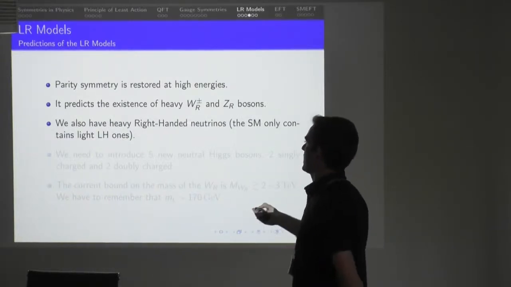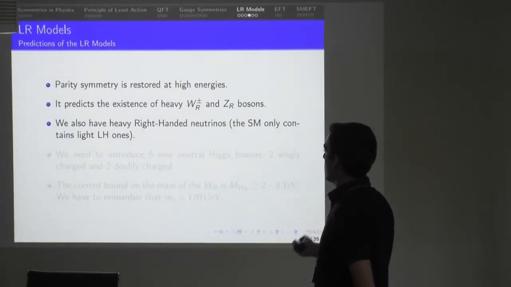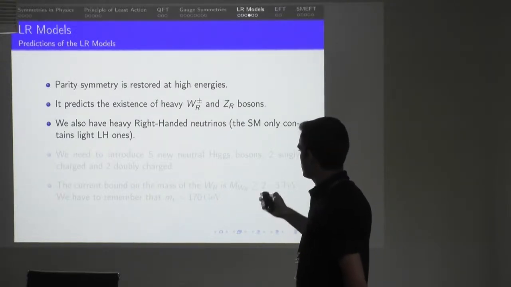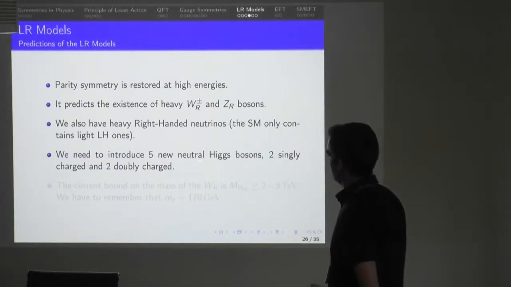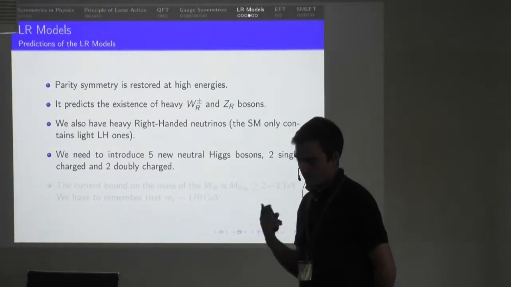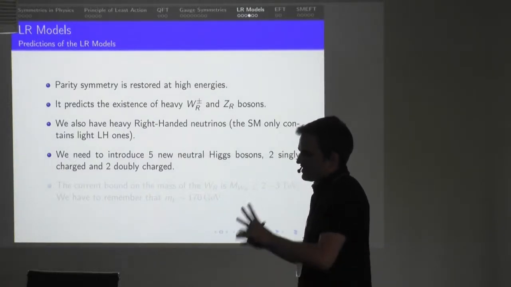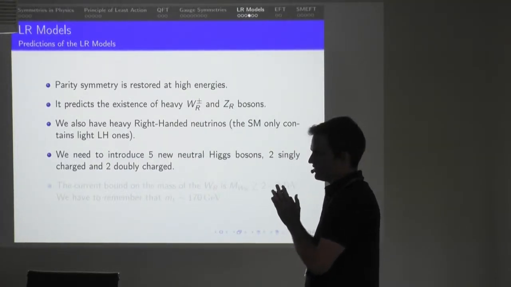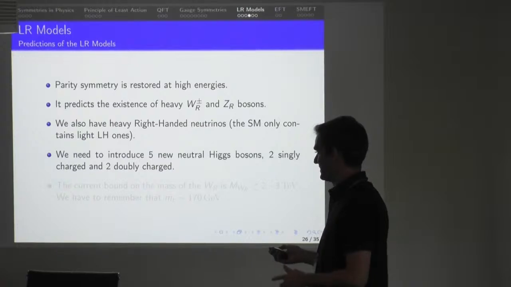Moreover, we also need right-handed neutrinos, which have to be heavy, because the standard model only contains left-handed light neutrinos. But this is a problem with all of the theories beyond the standard model. We need to introduce 5 new Higgs bosons: neutral Higgs bosons, 2 singly charged, and 2 doubly charged. The scalar sector, the Higgs potential, is very difficult. It has a lot of free parameters, and studying these theories is not an easy task, right? But well, we had to do it.